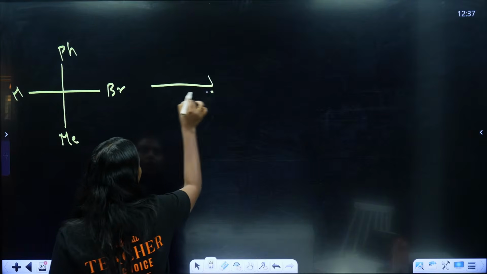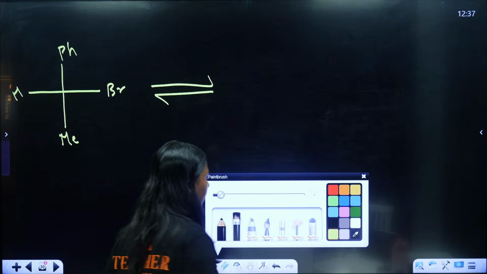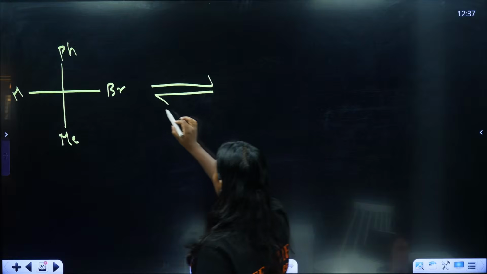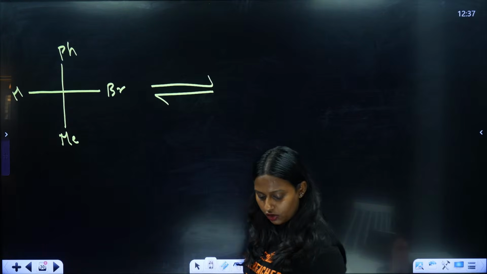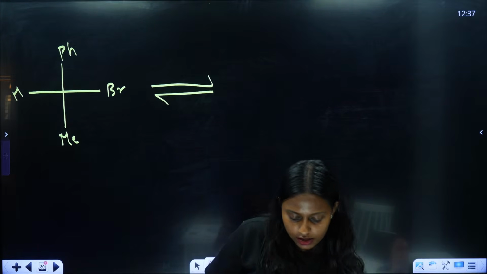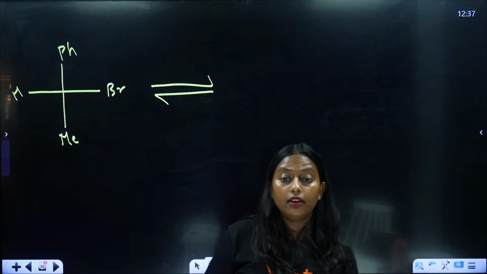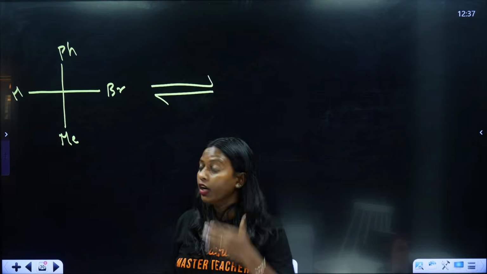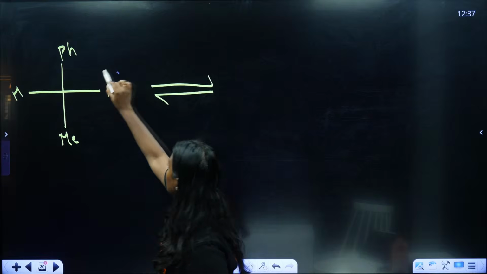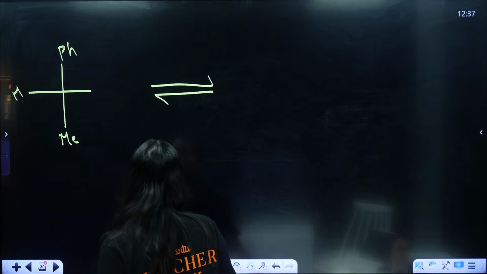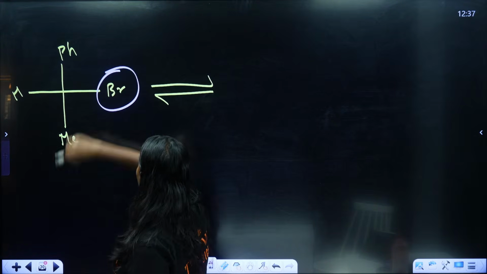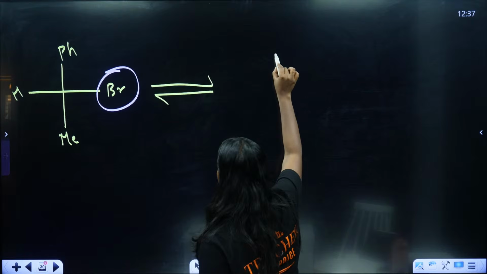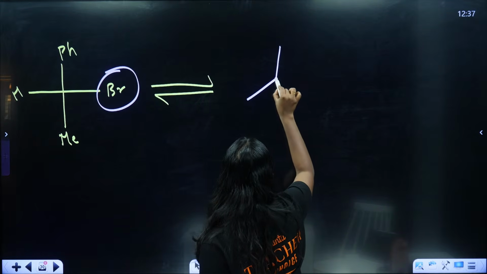So what is that? It's our leaving group. Who is our leaving group? Halogens. Halogens are a leaving group. Clear? Halogens are a leaving group. So this is the leaving group. Then what will happen?